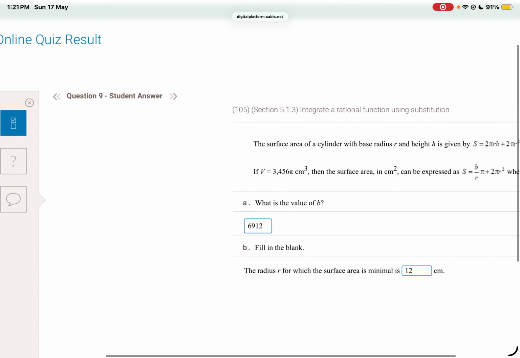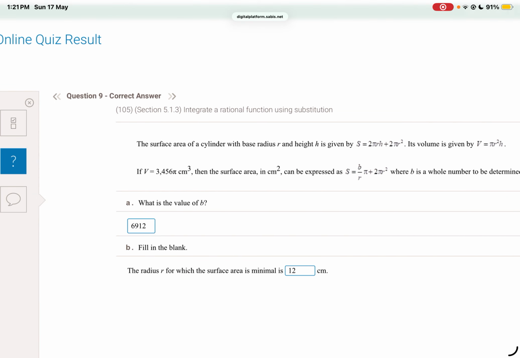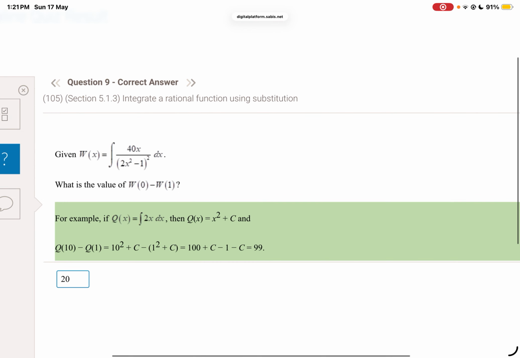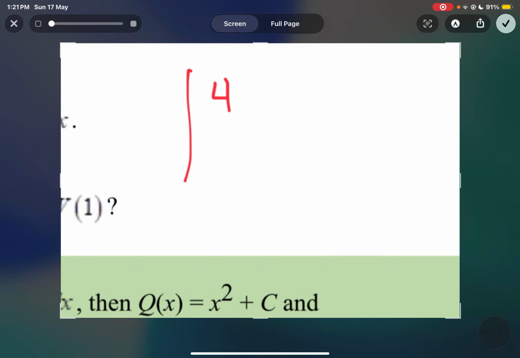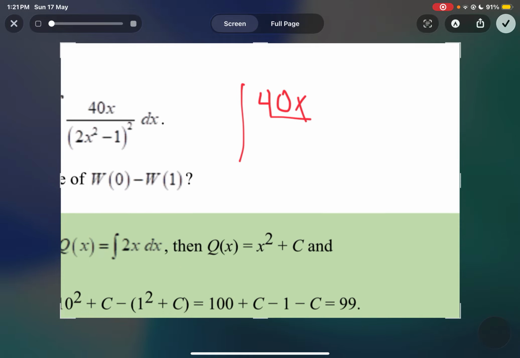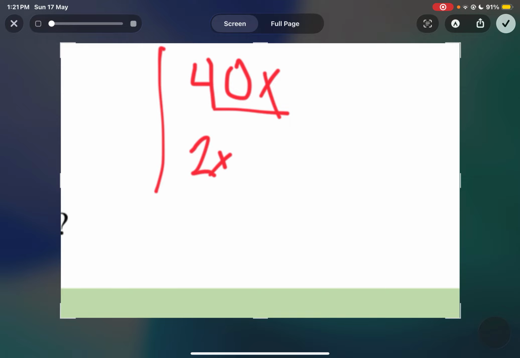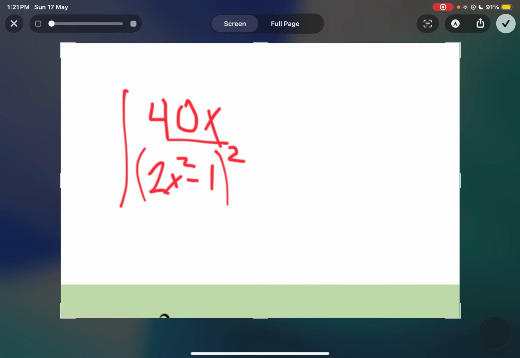Question number 9. So here they give us the integral of this. Find the value of this. Okay, now this one's kind of long, but it's okay. So they gave us the integral of 40x over (2x squared minus 1) all to the power of 2. So here you use substitution, because we don't know how to do it like that, squared and stuff.